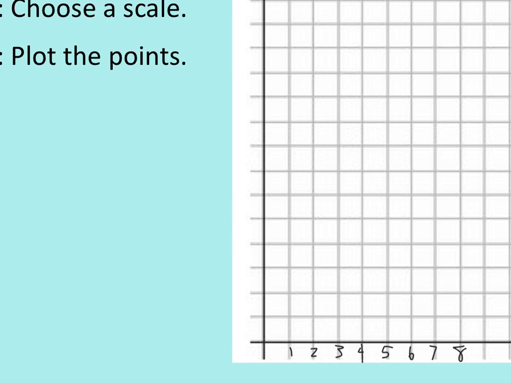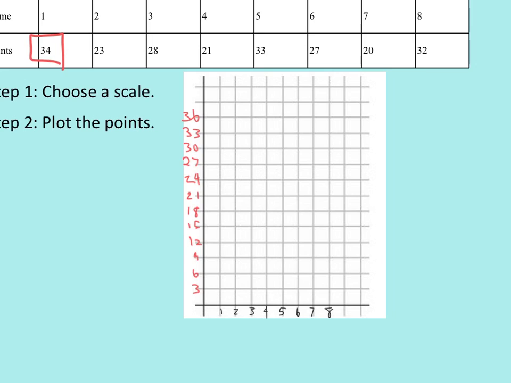And this is not the only way that you could do this. It doesn't really matter, just as long as your scale is consistent, meaning it stays the same. So 3, 6, 9, 12, 15, 18, 21, 24, 27, 30, 33, and 36. And we don't have any values higher than 36, so we can stop there.